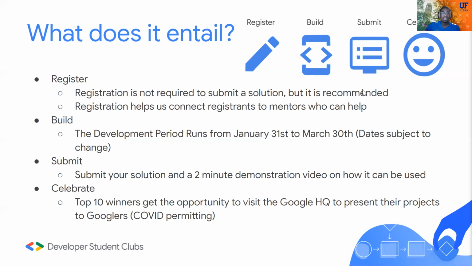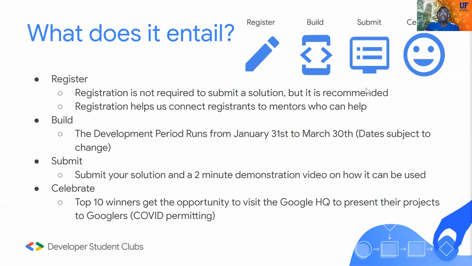Next in the Solution Challenge, we have the build stage. This is where the bulk of the development takes place, and it occurs from January 30th to March 31st. Usually, these dates are already released, but due to COVID, there's a little bit of a hold in the schedule. So more information will be released on the specific dates on January 12th. So be on the lookout for that. We'll update you on our Slack page, as well as our chapter page on the DSC community platform.